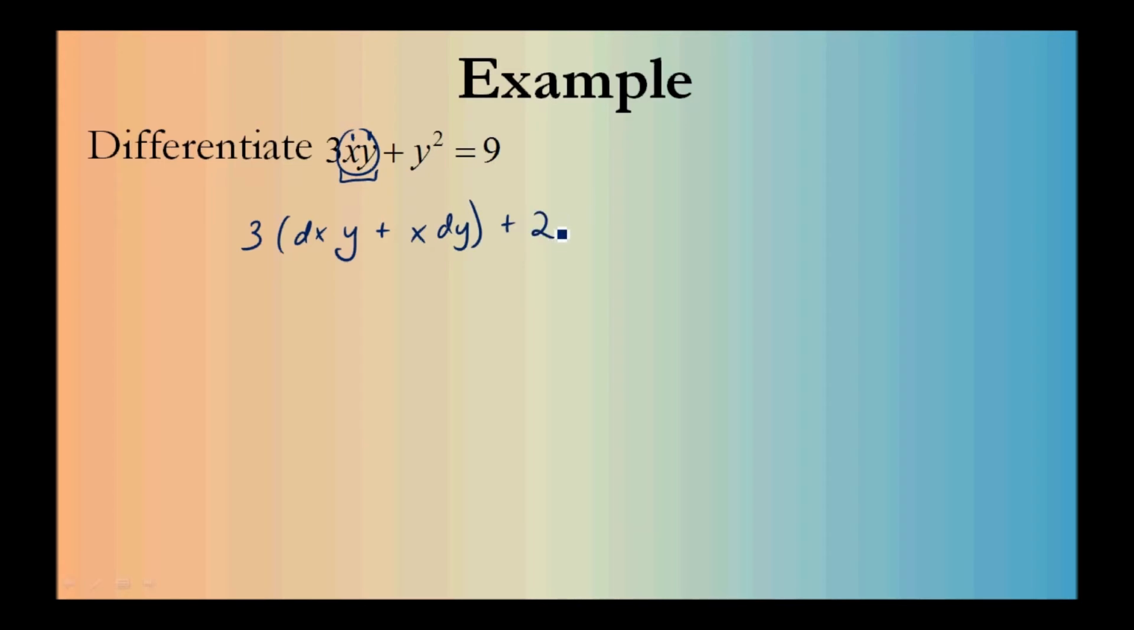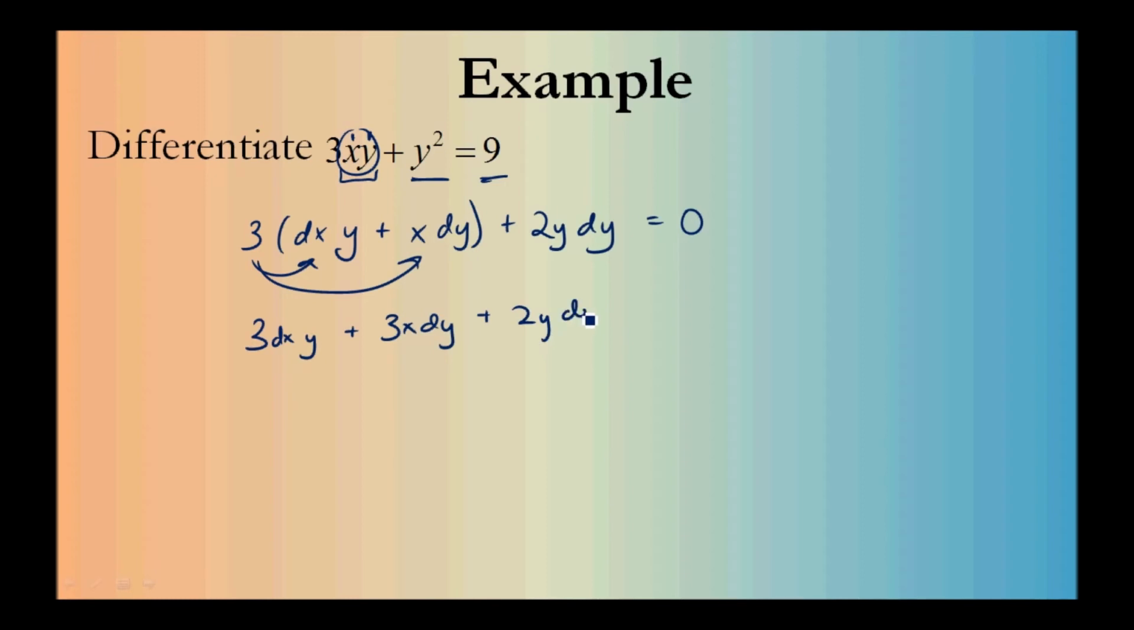plus 2y dy, the derivative of y squared with respect to y, is equal to 0, because the derivative of a constant is 0. So we can multiply through by 3 now. So 3 dx y plus 3x dy plus 2y dy is equal to 0.